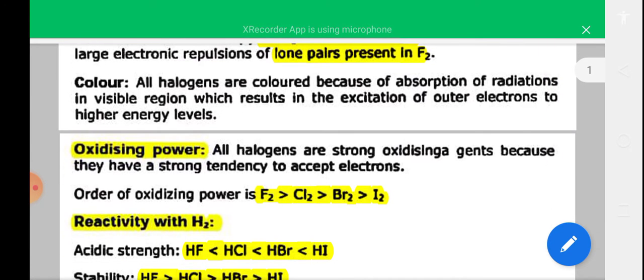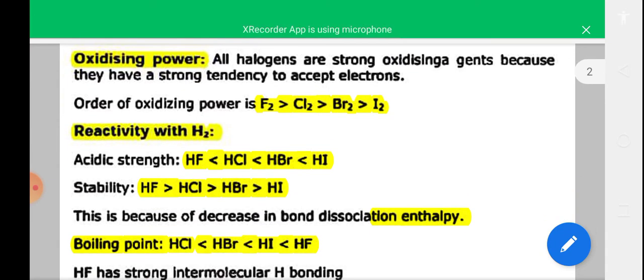Okay, and color is given. All halogens are generally colored. Now see oxidizing power of different halogen molecules. All halogens are strong oxidizing agents because they have a strong tendency to accept one electron. Oxidizing power of different halogen elements is in the order F2 greater than Cl2 greater than Br2 greater than I2. So oxidizing power decreases down the group. Oxidizing power of fluorine F2 is more than Cl2, than Br2, than I2.